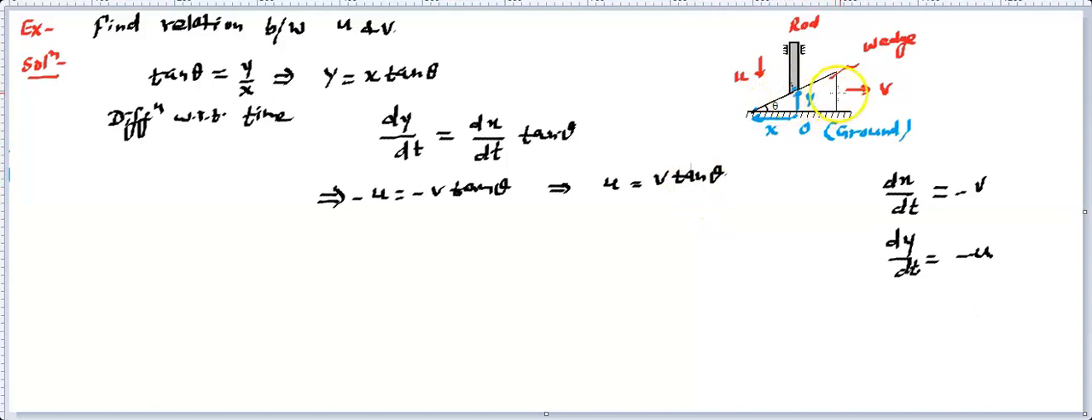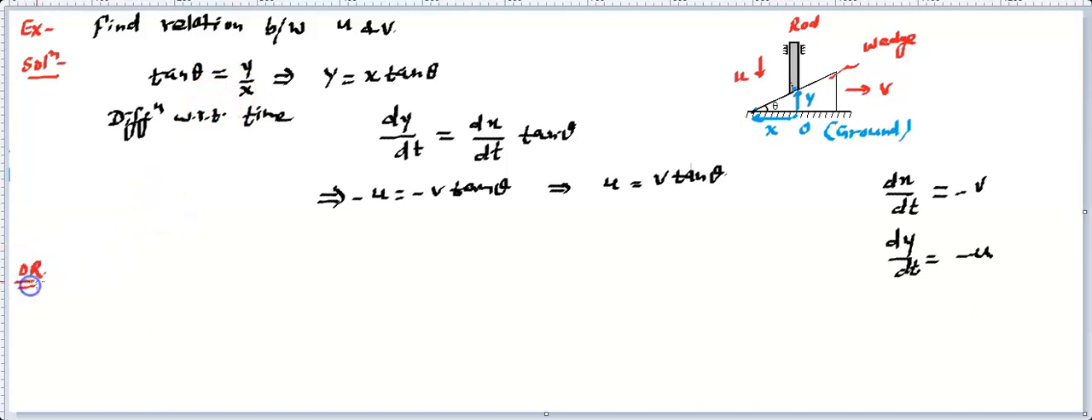What are the two velocities? The velocity of the wedge and the velocity of the rod. This is how you can find the constraint. That means you take one point on each of the two bodies, and then relate them with the angle that was given to you. Another way of solving this can be the following.